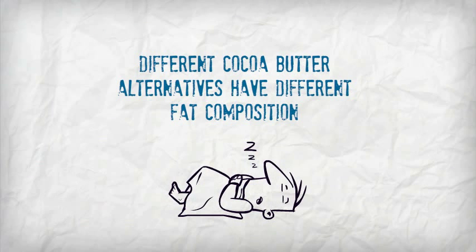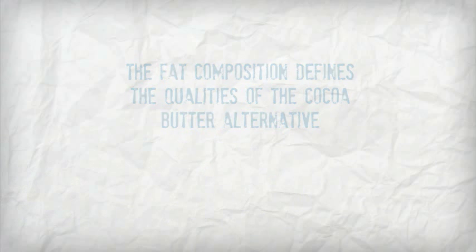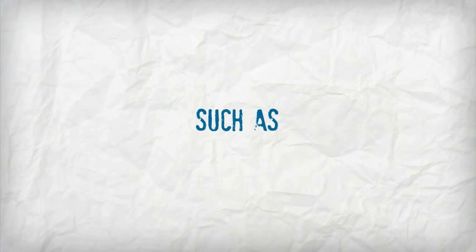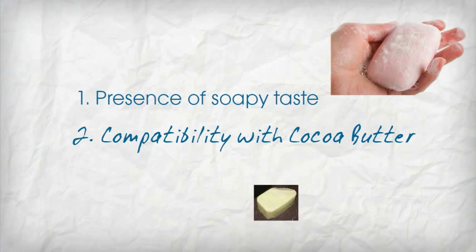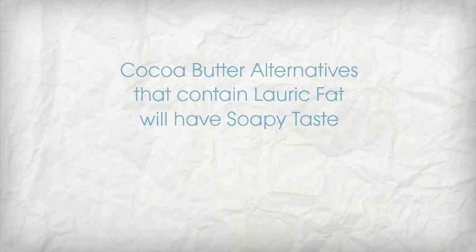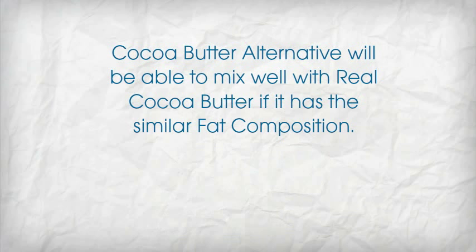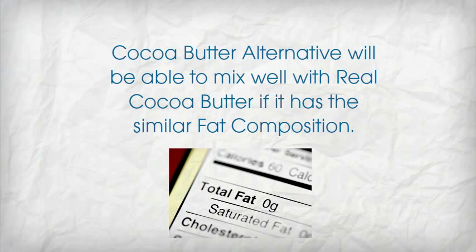Different cocoa butter alternatives have different fat composition. The fat composition defines the qualities of the cocoa butter alternative, such as presence of soapy taste, as well as the compatibility with cocoa butter. Cocoa butter alternatives that contain lauric fat will have soapy taste. Cocoa butter alternative will be able to mix well with real cocoa butter if it has a similar fat composition.